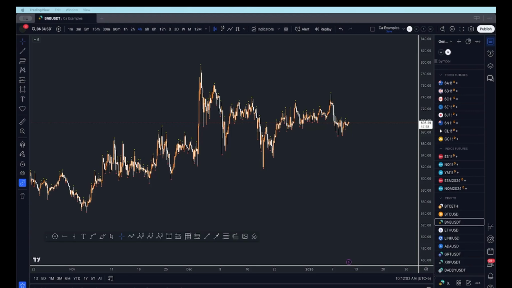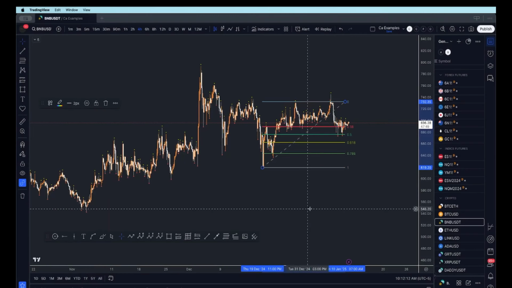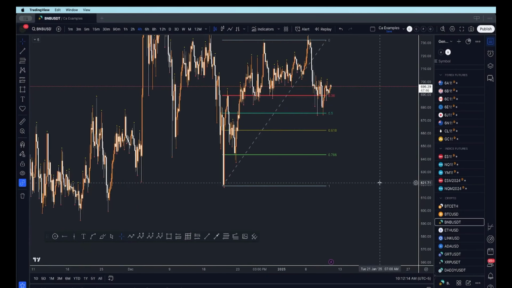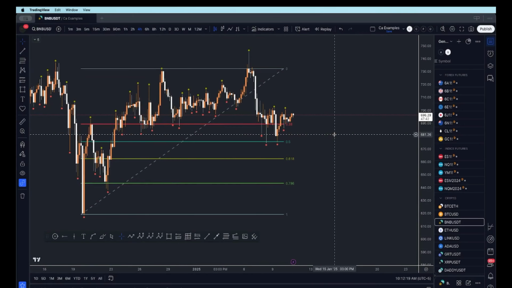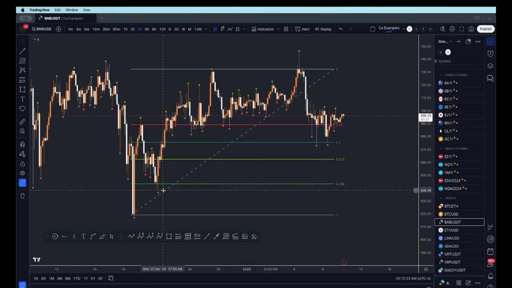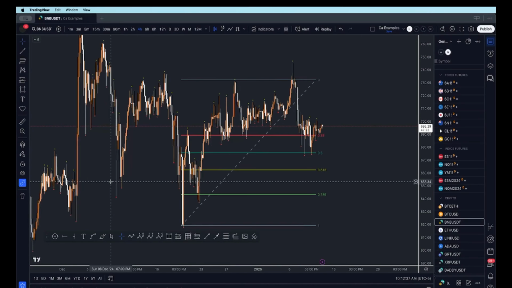So just because a fib has an interesting number, like we all know these common ones, right? 0.5, the 0.38, 0.618, 0.786, all that stuff. But to be honest, I could draw a line anywhere and price at some point in the future will tap into it, right? It doesn't have to be a Fibonacci level, it can be any level. So that's one thing that I want to clear up.